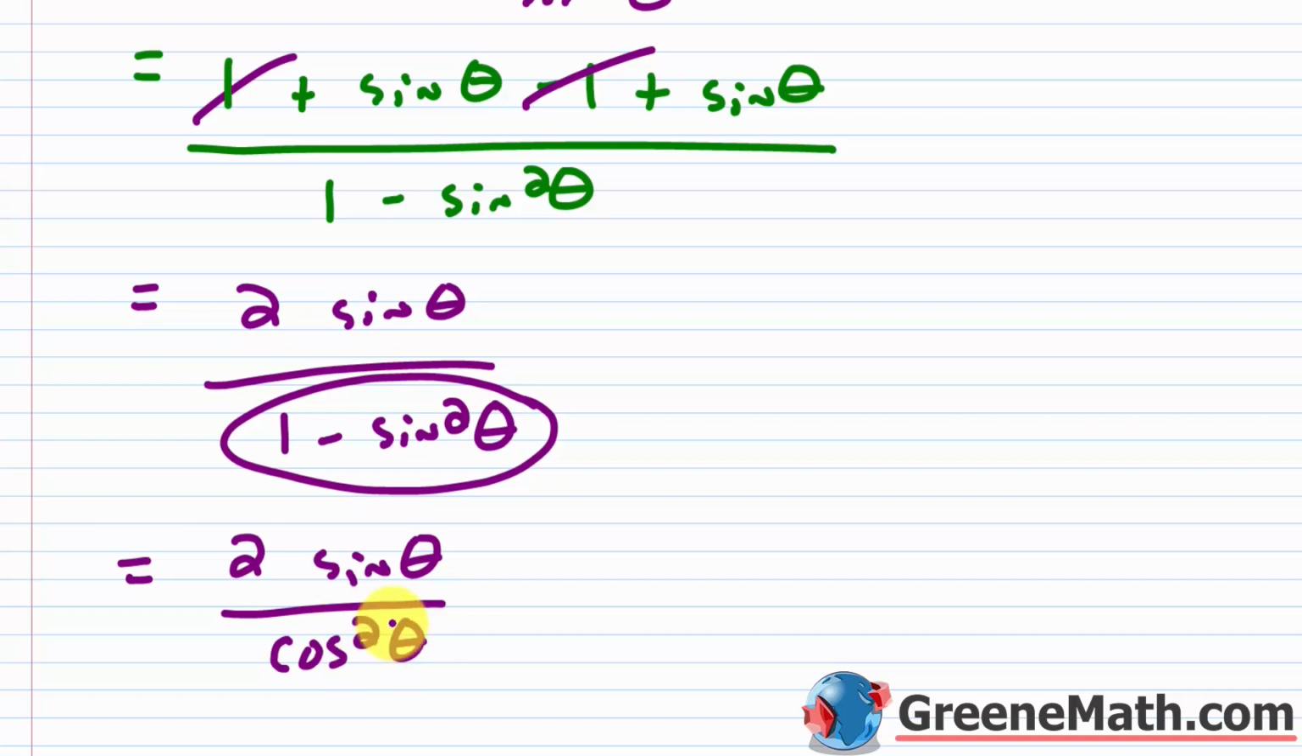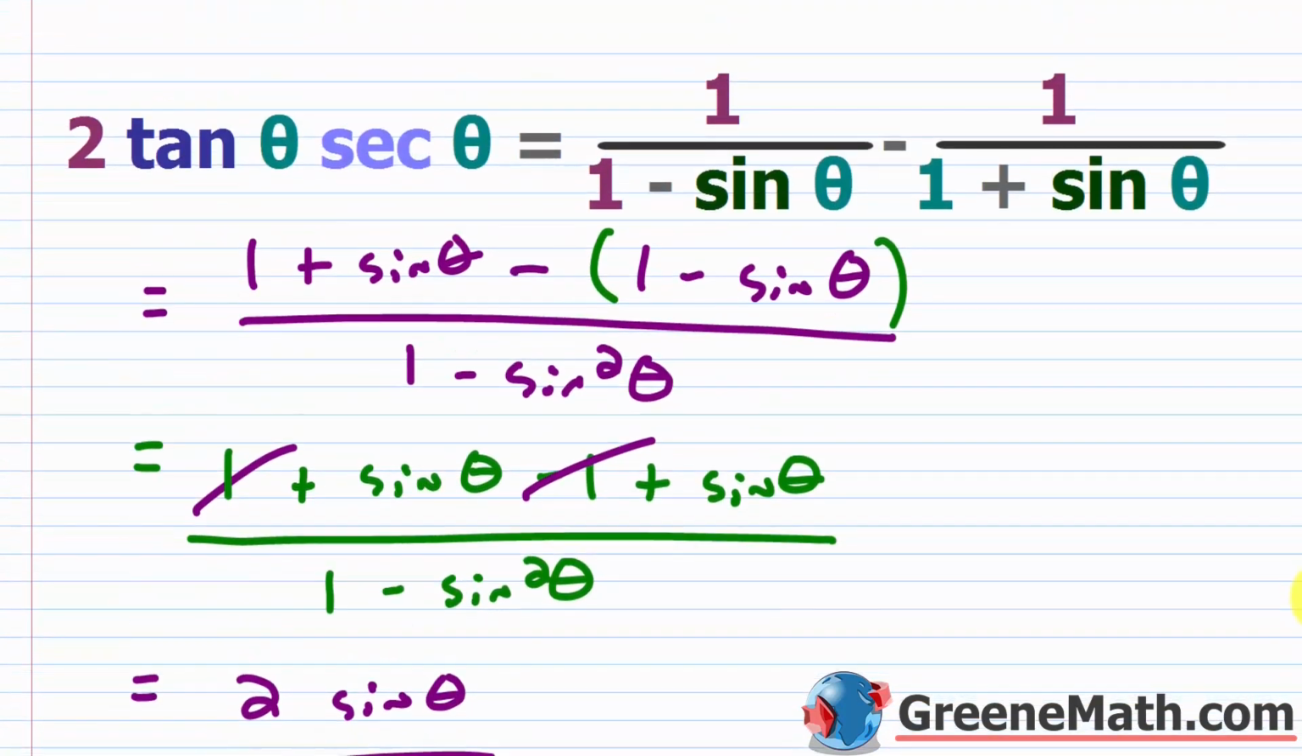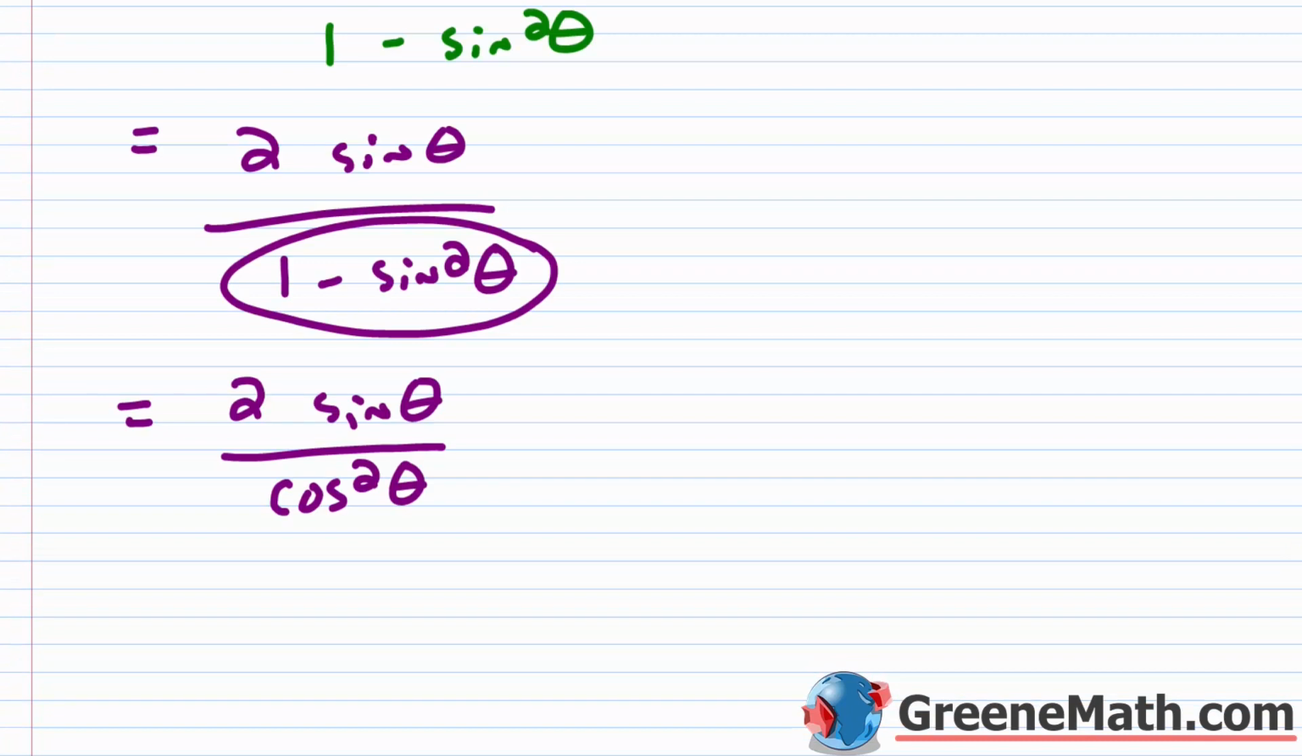Now, is this getting close to what we want? Let's go back up and see where we are. We have 2 times the tangent of theta times the secant of theta. So are we close to that? Well, I see I have the 2. I need the tangent of theta and the secant of theta. So to get this, I'm going to break this up. Remember, cosine squared theta can be written as cosine of theta times cosine of theta, okay? It's just this times this gives me cosine squared theta.